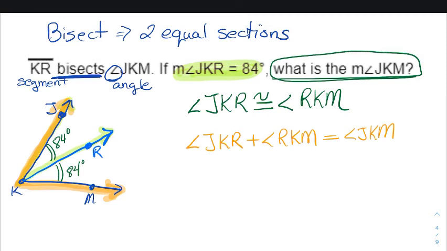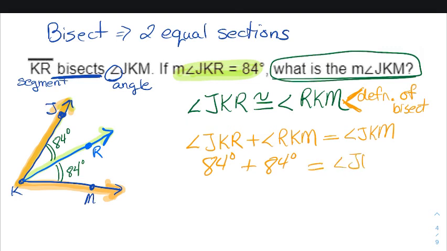All right. So JKR we found was 84. That was given to us. We determined that RKM was also 84 because that's by the definition of bisect. And again, like I said, this is right here, the definition of bisect. It divided it into two equal parts. Is going to equal the angle JKM. So 84 plus 84, or 2 times 84, it's 168. And there's your answer.